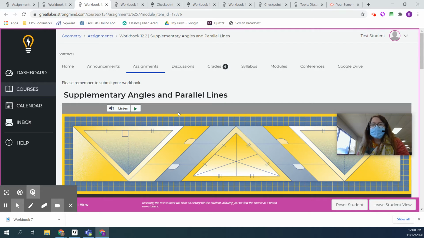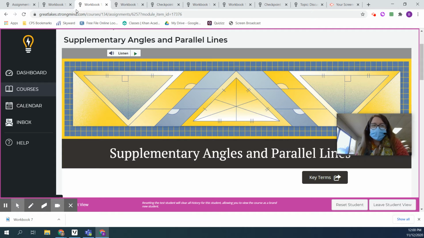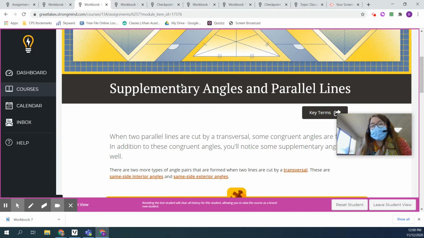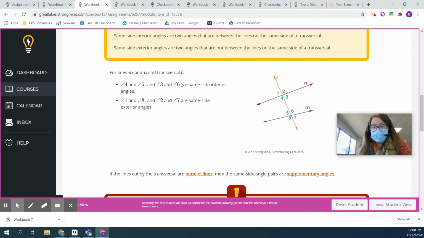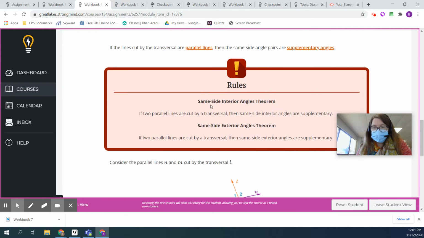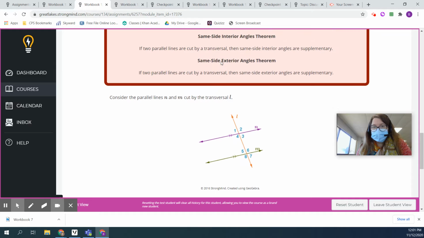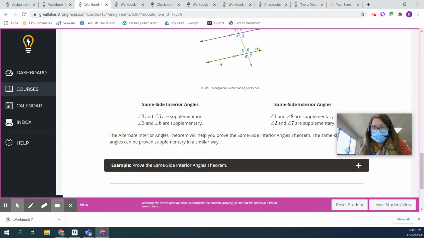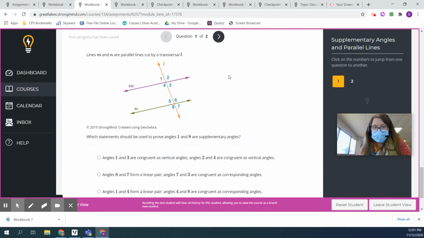So, supplementary angles and parallel lines. Supplementary angles mean that they add up to 180. And with that, it would be the same side interior. Again, those are the interior, those are the exterior. If they're on the same side and these are parallel lines, they add up to 180. So that's the same side interior and exterior angles theorem. So they add up to 180. That's what we're using.